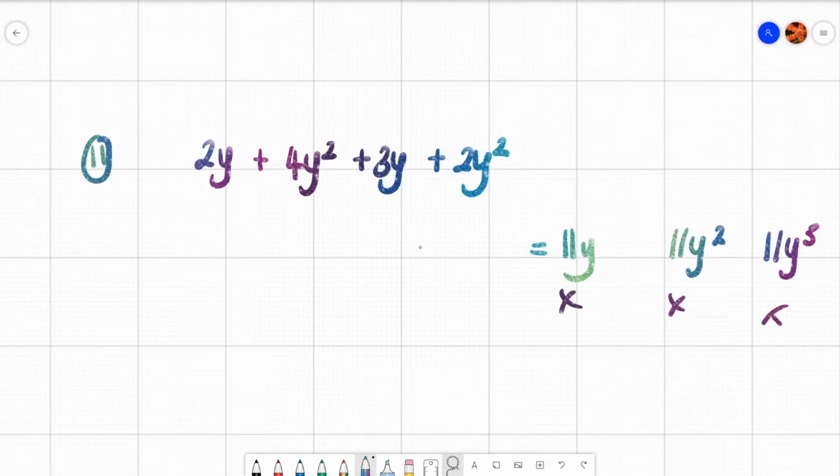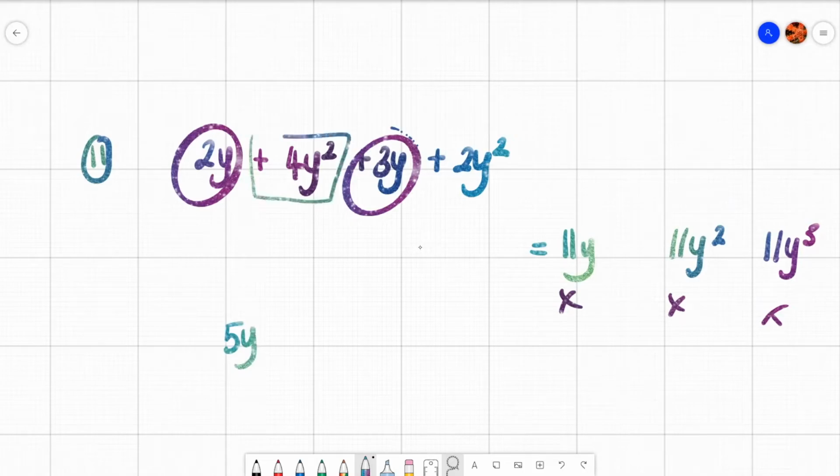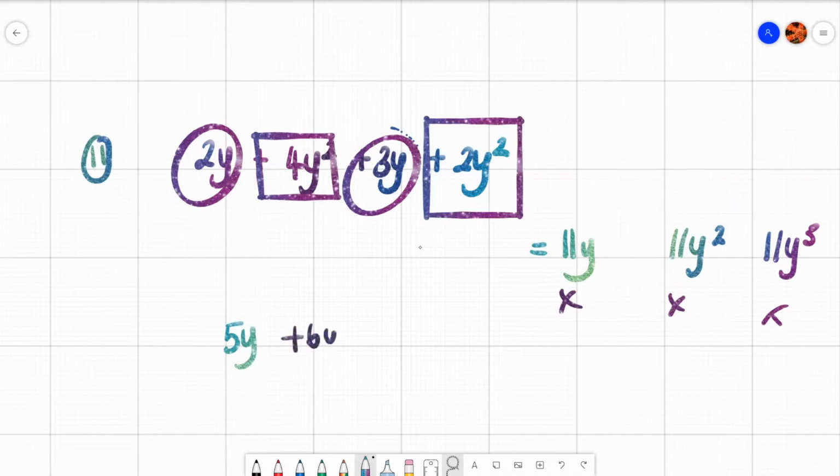Remember, you can only add and subtract things which are the same. So in this situation, we've got y and we've got y squared. They're two totally different things, and we know that because y is just y, but y squared is actually y times y. So that's different to just y, therefore we can't add these together. So we could only add the y's together. So 2y add 3y is 5y. And then we've got 4y squared add 2y squared, which is 6y squared.